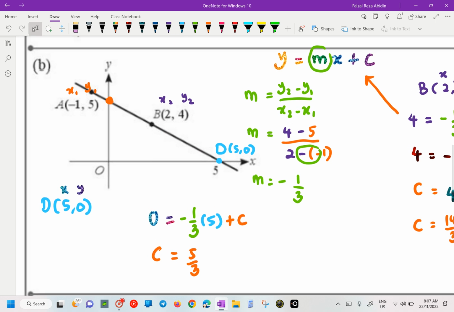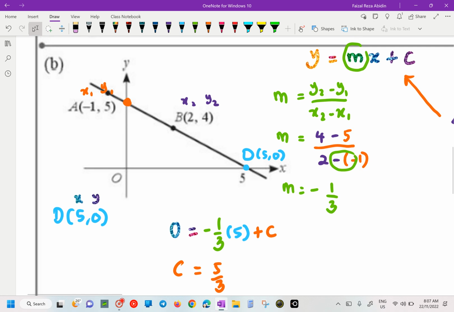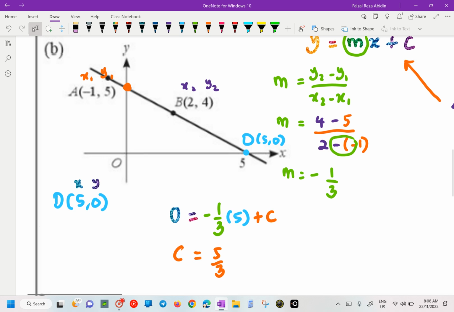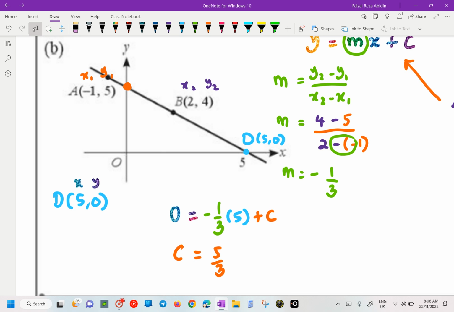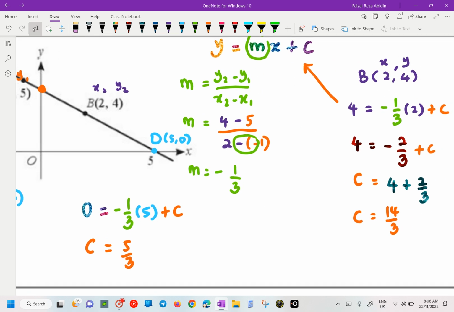Why don't we have the same C here? Why is it? Supposedly we are going to get the same one, right? Don't you understand? Because the point D also lies on our straight line. Y is 0. The negative 1 over 3 times 5 is supposed to be negative 5 over 3. Bring to the left side, 5 over 3, because I want to find my C. But supposedly my C here is going to be 14 over 3. Why did we get 5 over 3?